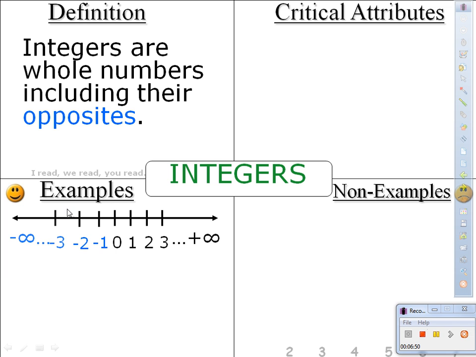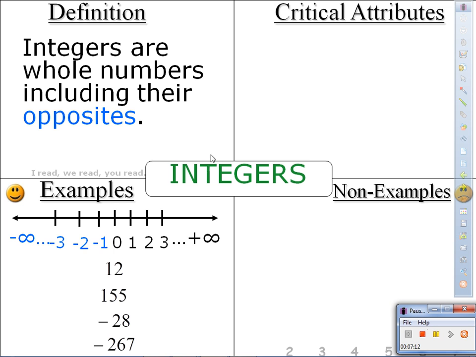All these are integers. Question, is 12 an integer? Yes. Is 155 an integer? Yes. How about negative 28? Yes. How about negative 267? Yes. All those are integers. So copy that, please.